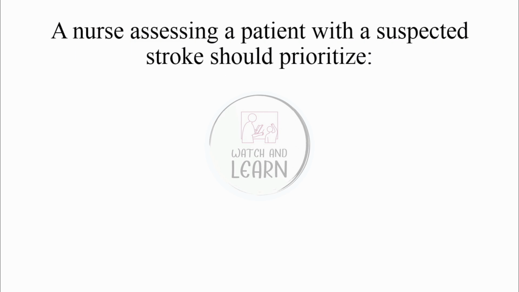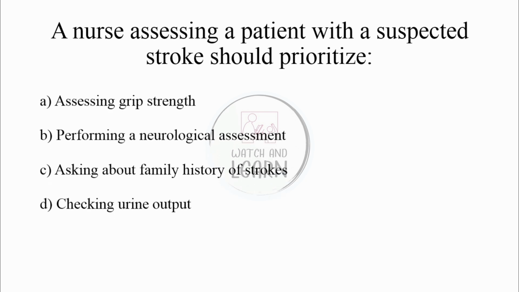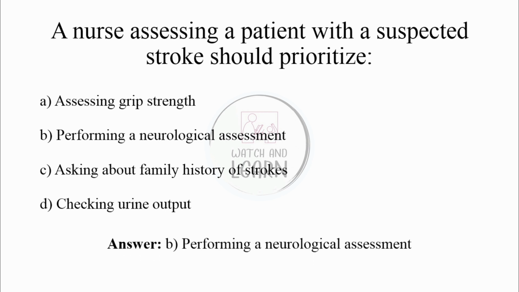A nurse assessing a patient with a suspected stroke should prioritize... Options are option A, assessing grip strength, option B, performing a neurological assessment, option C, asking about family history of strokes, option D, checking urine output. The right answer is answer B, performing a neurological assessment.